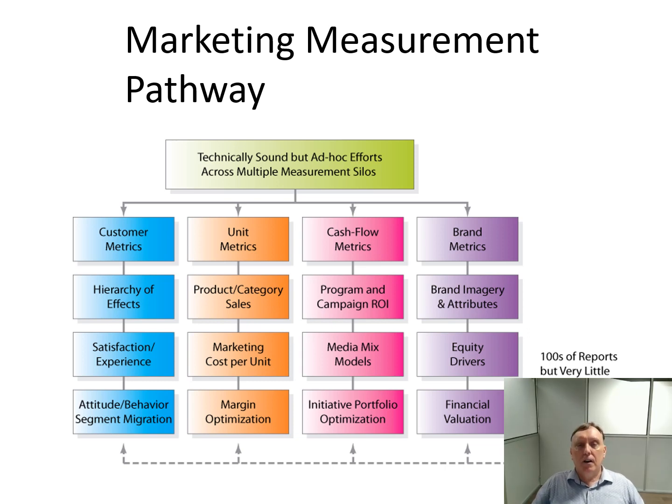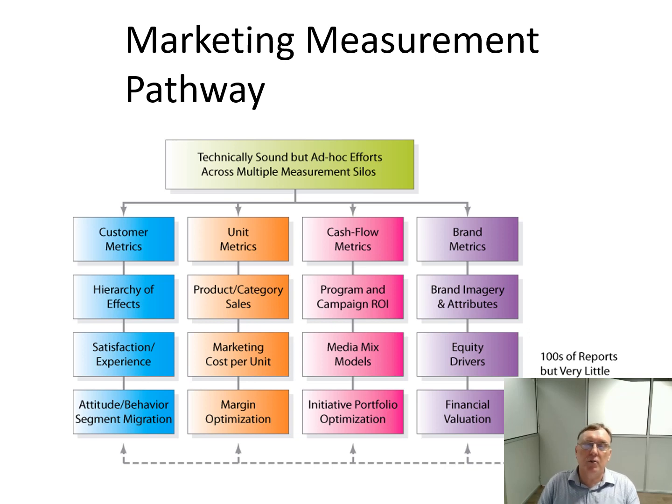Right, if we look at this, this is what we call the marketing measurement pathway, where we have different metrics based on the information that we've looked at. Now, technically sound, but ad hoc efforts across different silos. So they are silos, but if we look at each one, where we have the customer metric, in other words, the actual customers that we're using, the metrics on the unit, the things that we're dealing in, the cash flow, in terms of obviously the money that we're spending, and obviously the brand. So all the different brand and what the parts are of the brand.